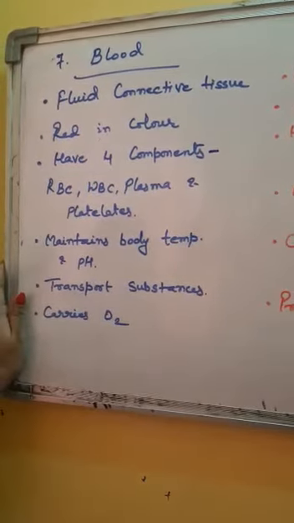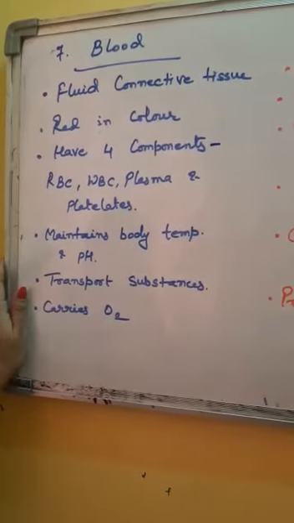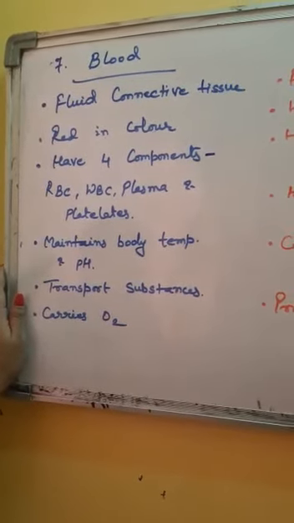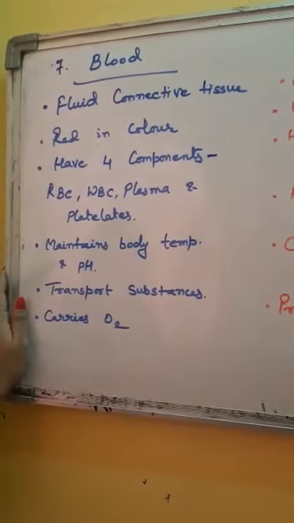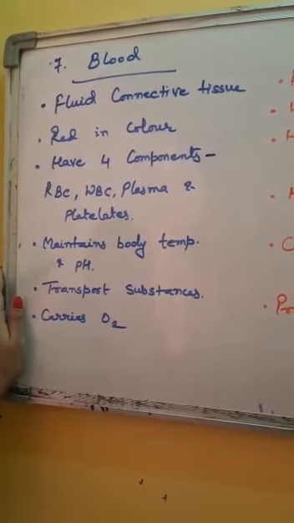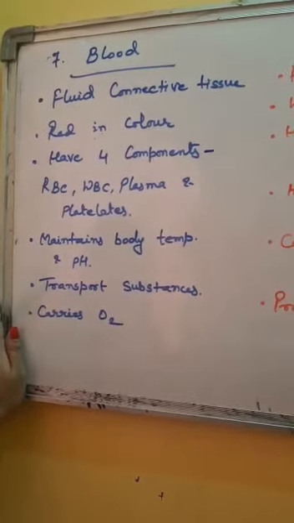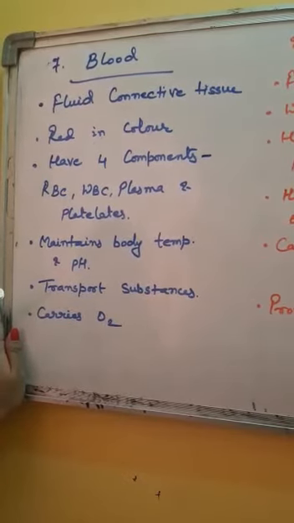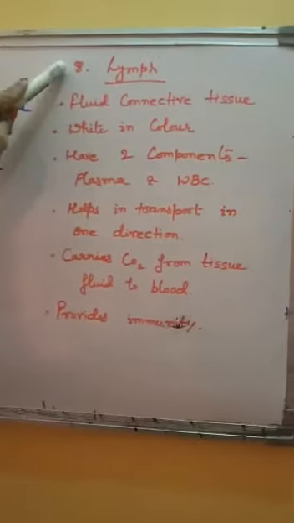Blood is basically responsible for transport of substances. Transport of oxygen, CO2, minerals, nutrients, food and hormones all takes place with the help of blood. So it is the main transporting substance of the body, and blood carries oxygen with the help of the respiratory pigment called hemoglobin. The next connective tissue is called lymph.